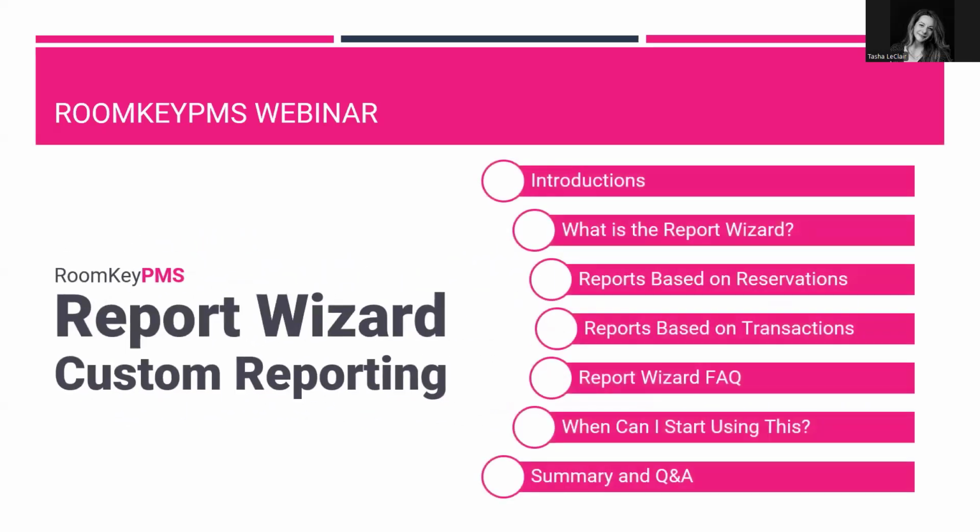So the outline for today's presentation will start with some introductions. Then we will define what the report wizard is, where you can find it, how you can access it, and who has access to it. Then we'll take a look at how to create different types of reports in the report wizard. Those are reports based on reservations and based on transactions.